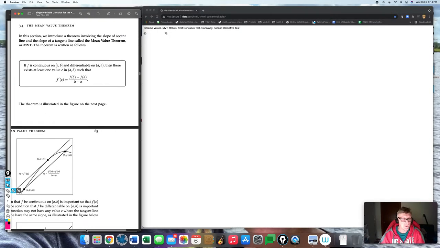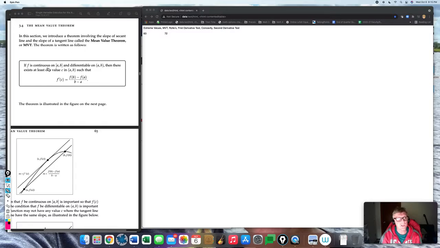The mean value theorem. And the mean value theorem is written in, I guess, symbolic notation. So this theorem involves the slope of a secant line, if you remember that from earlier, right? A secant line is a line drawn through two different points on a graph of a function. And a slope of a tangent line drawn at a point between the other two. And you'll see what I mean in a moment.